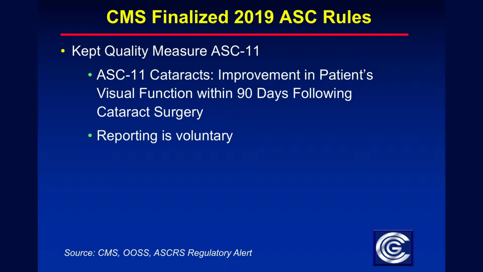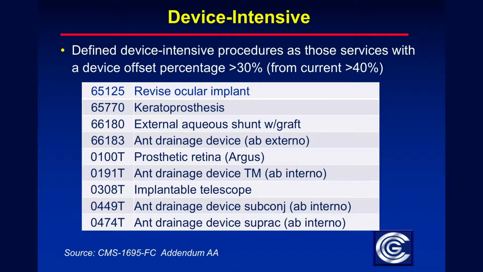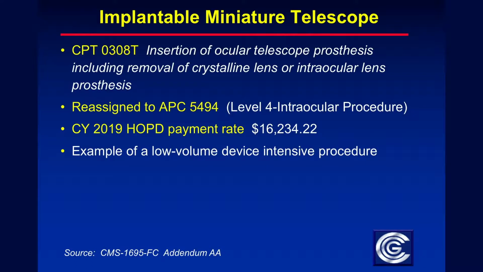However, reporting remains voluntary. CMS changed the definition of device-intensive procedures to those where the device offset is greater than 30% rather than the current 40%. The effect of this change is to increase the payment for these procedures. The final rule lists these ophthalmic procedures as device-intensive in an ASC. One of the device-intensive procedures is the implantation of a miniature telescope. For 2019, this is reassigned to APC 5494 from APC 5495, which lowers reimbursement.